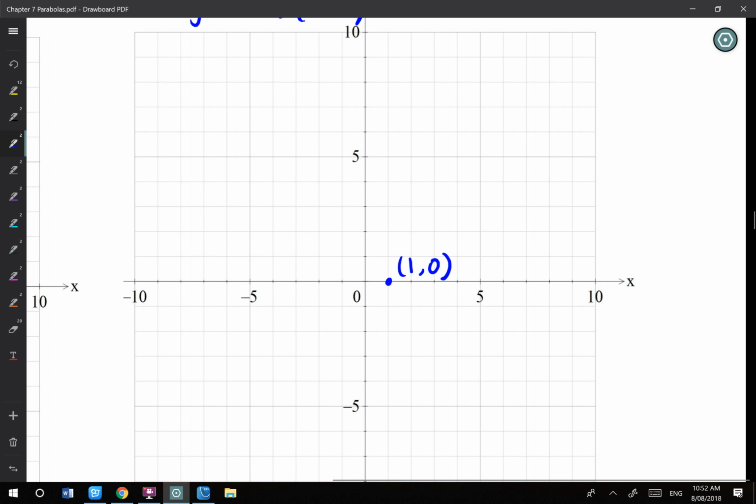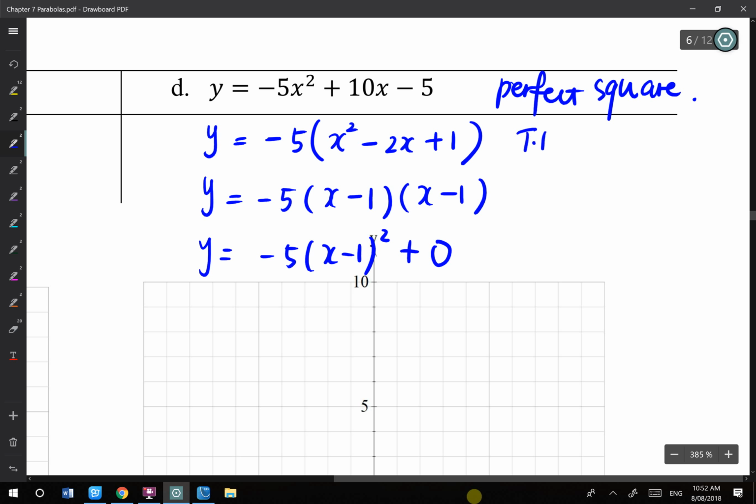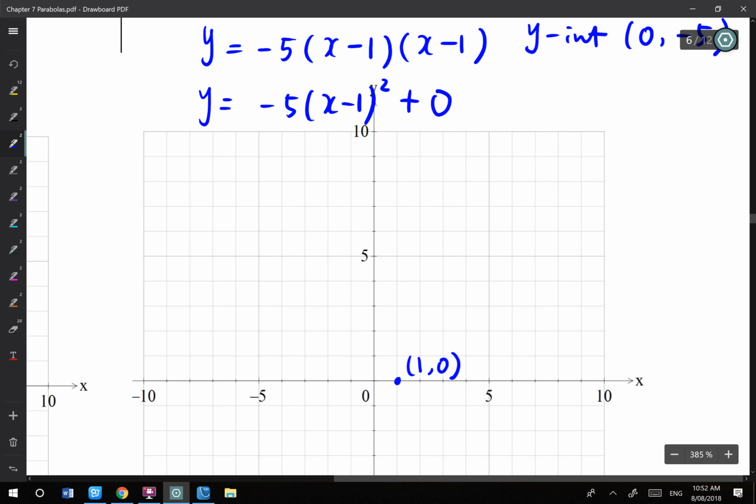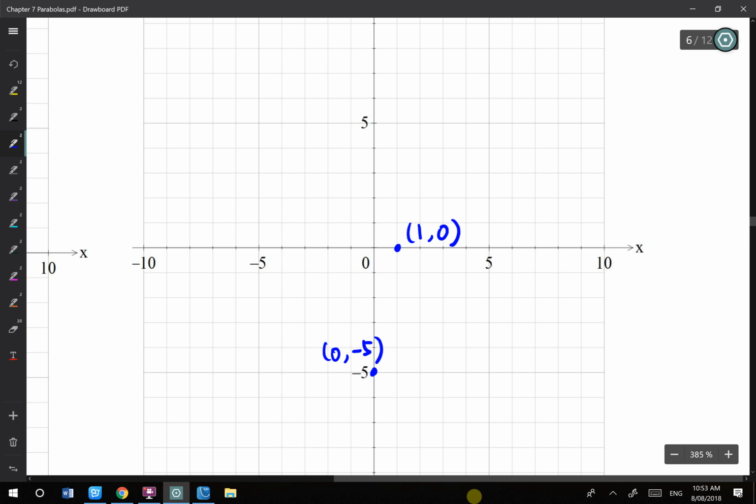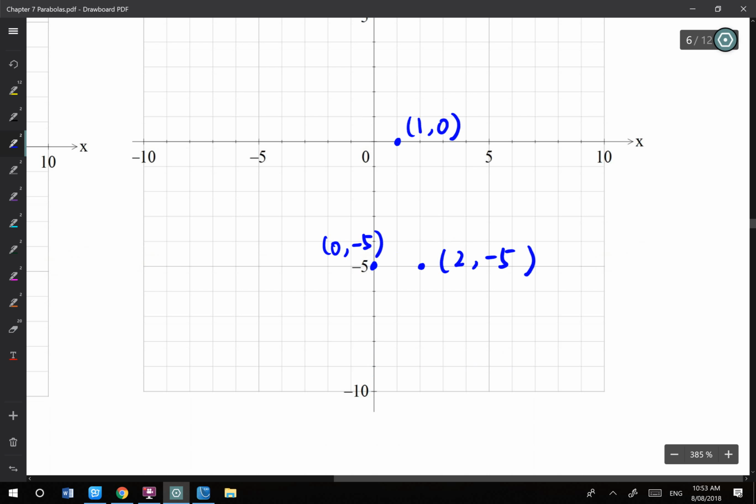Also, we have y-intercept. Well, we can say turning point and x-intercept is 1, 0. They are the same. And then y-intercept is 0, -5. We use the original equation. We can see that's -5 easily. Well, if we have -5 here, then we'll have -5 on the other side as well, because the line of symmetry is 1. Okay, line of symmetry is 1.